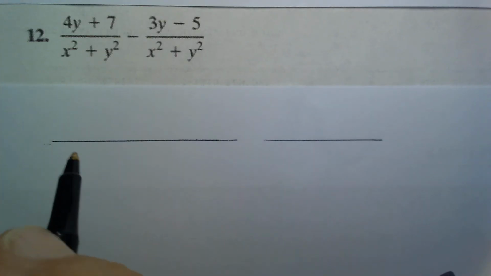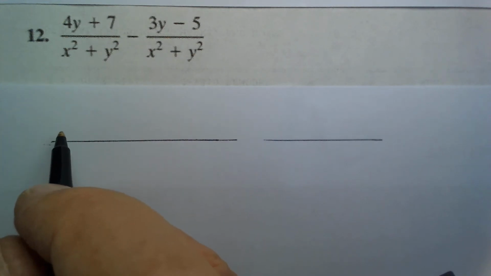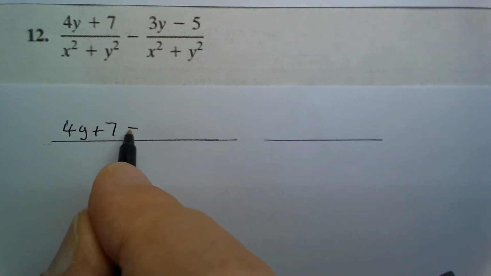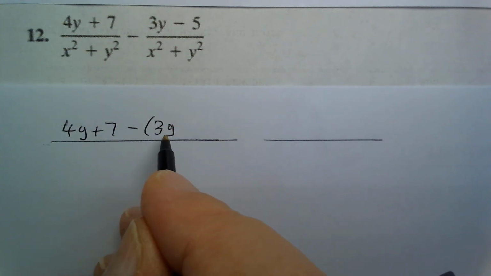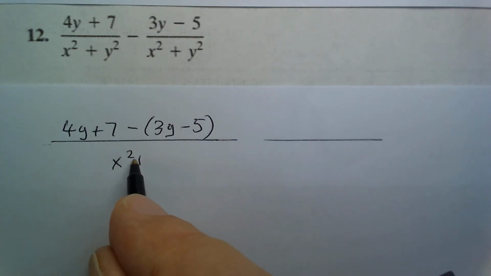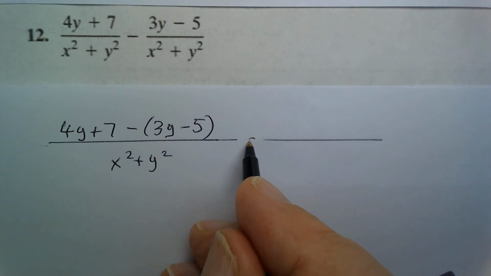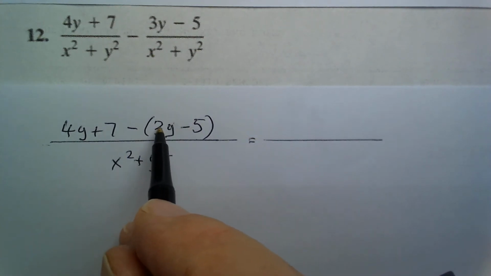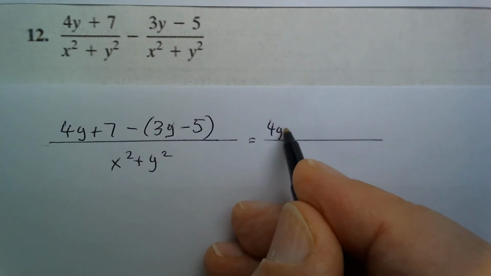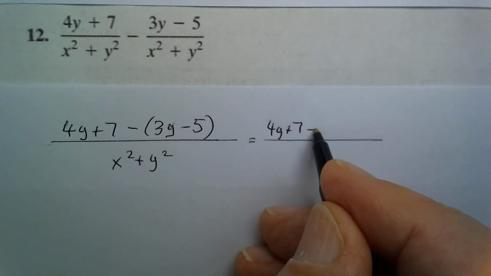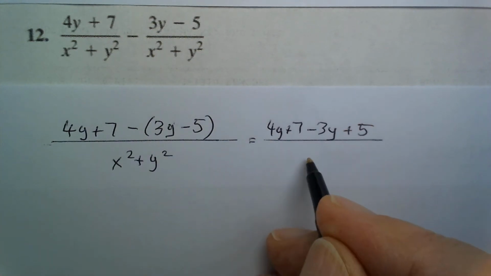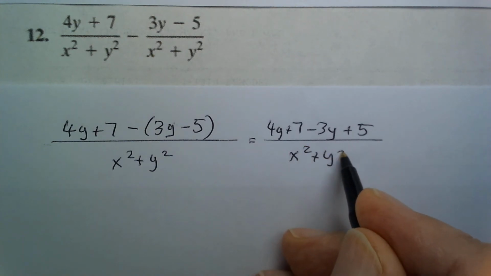Let's do number 12. So again, the denominators are the same, and I'm going to do that in 2 steps for a particular reason. So we have 4y plus 7 minus 3y minus 5 divided by x squared plus y squared. What's important to realize is that here we have an expression in parentheses that's preceded by a minus sign. So we have 4y plus 7, but now we have minus 3y, and we have a plus 5, again divided by x squared plus y squared.